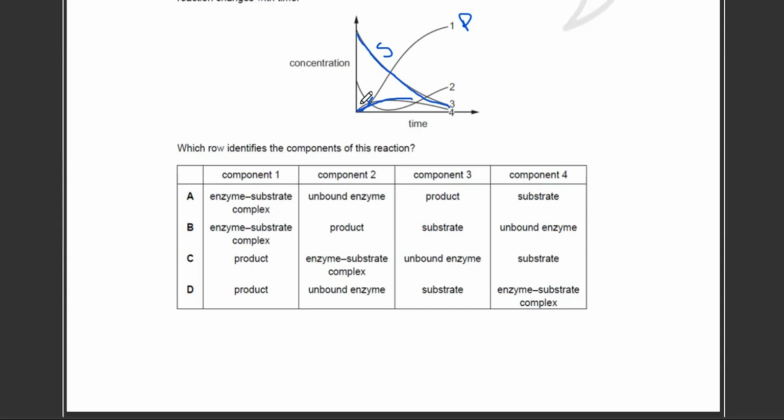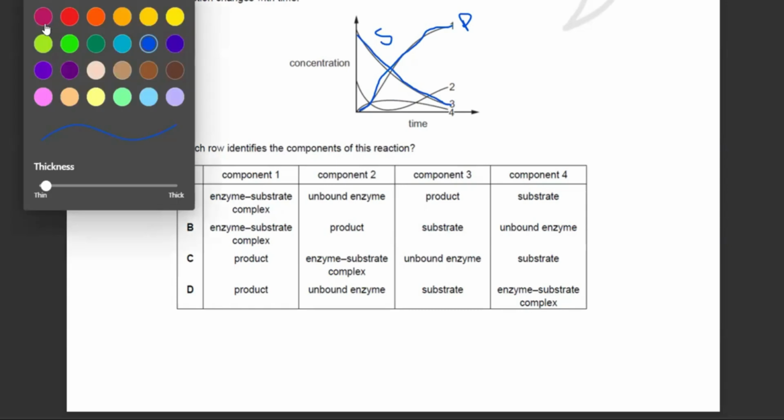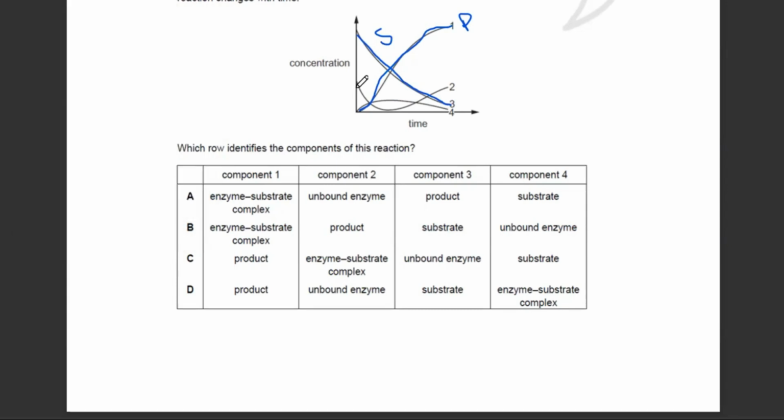जी. So now we need to look for, let's do it with some other color. Confusing हो रहा है यहाँ से. एक minute. This is your product and this is your substrate. 3 is your substrate. Acha ji, now what we need to identify? We need to now identify 2.